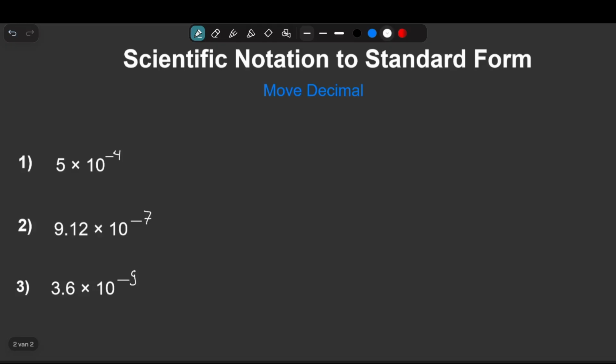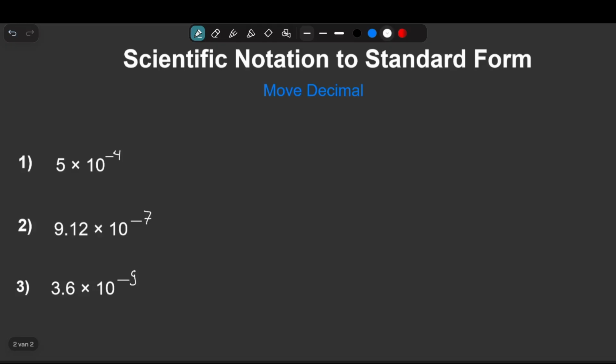So, scientific notation is a way to write very small or very large numbers using powers of 10. We use it because it makes numbers easier to read, write, and calculate with, especially in science. Now, let's remember the rule. If the exponent is negative, we move the decimal to the left. So basically, if we got a negative exponent, we have a very small number with very, very large decimals.